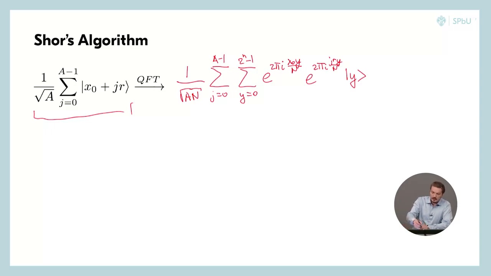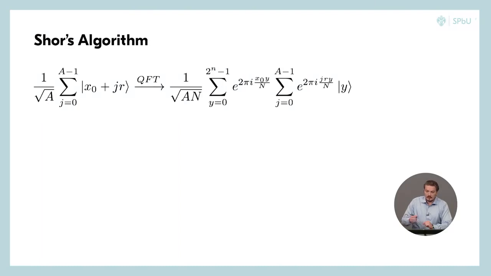And as you see, this exponent here does not depend on j, so I'm going to change places of these sums and take it out from the inner sum. So what will we get after this? We will have this expression. So this is what we have in our input register after applying quantum Fourier transform. And the y's here are all the basis vectors of the argument state space.